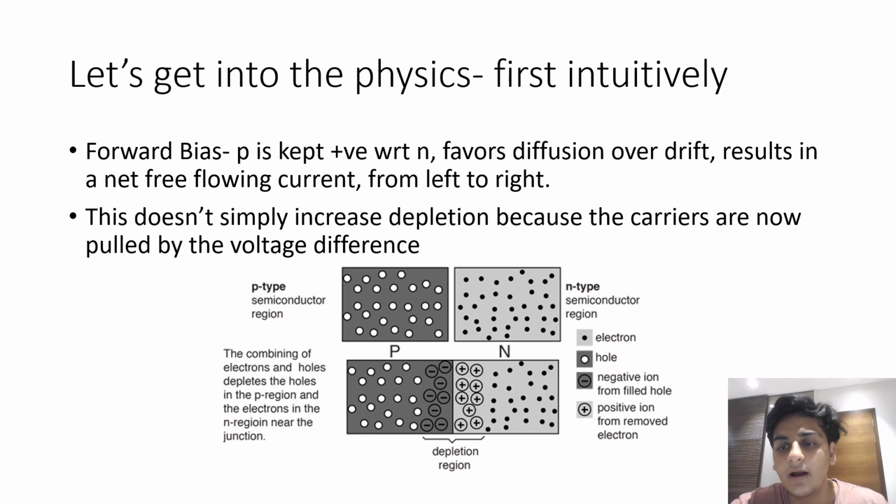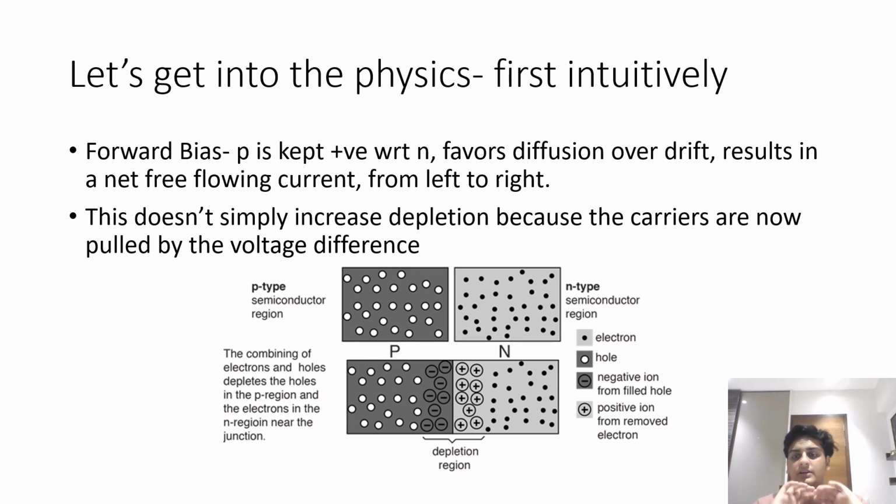So now let's talk about what happens when you actually apply a voltage, right? Because what we've spoken about so far is applicable to a PN junction that you just leave in a cupboard. In real life, the interest of a PN junction comes when you are able to apply a voltage. So when you apply a voltage that is positive at P with respect to N, that's called a forward bias, and vice versa is called a reverse bias. So first let's talk about forward bias, right? Cool. So P is kept positive with respect to N, and this favors diffusion over drift.